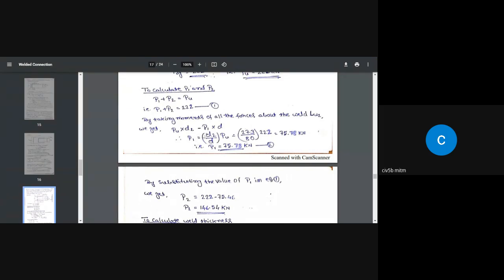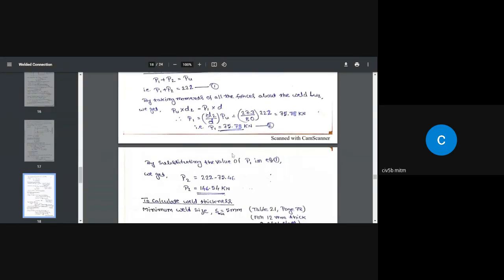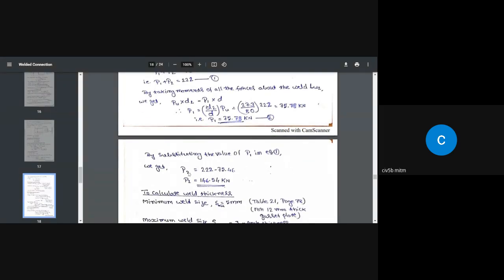So PU is known, 222. D2 is known, D1 is known, D is known. So find out what is P1. P1 equals 75.78 kilonewton. And of course, P2 equals 222 minus P1. P1 is 75.78. So that means P2 equals 146.54 kilonewton.